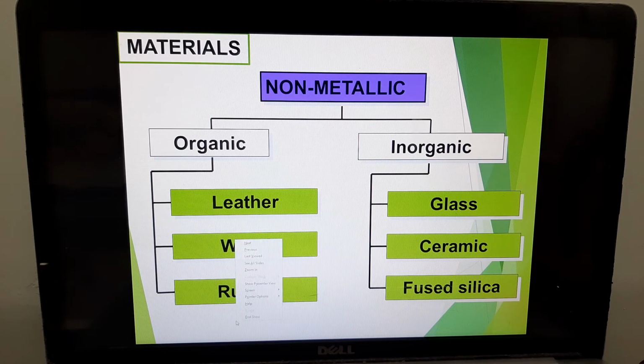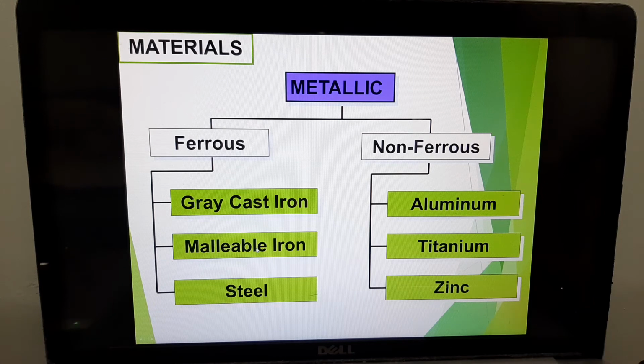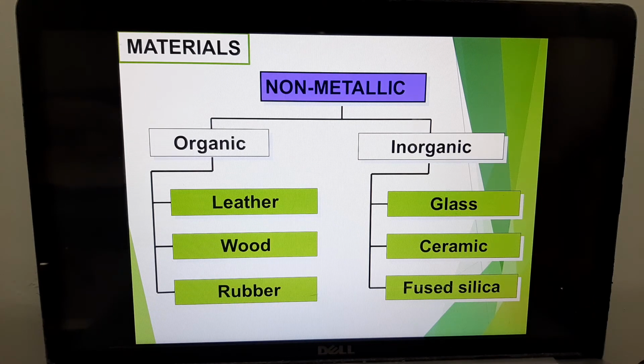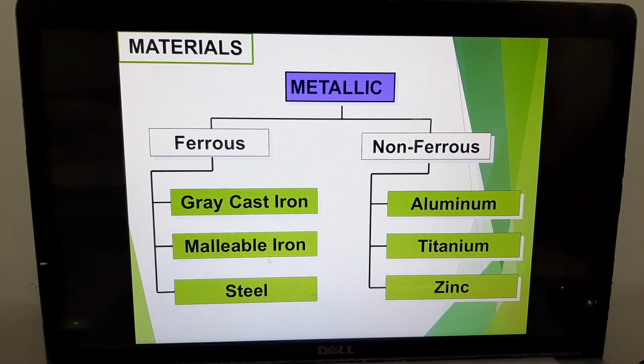Under the category of metallic, you have ferrous and non-ferrous. Under non-metallic, you have organic and inorganic. All these four categories are materials in their pure state. An example of metallic ferrous is grey cast iron, malleable iron, steel. Ferrous means the metal has iron content in it and is in its pure state, with no mixtures.